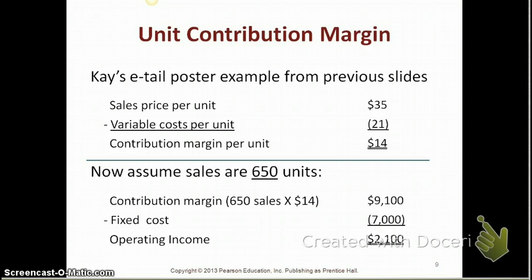Instead of going through our entire contribution margin income statement, you can just take your contribution margin per unit, which is 14, multiply that by 650 to come up with the contribution margin for 650 units, which will give you 9,100. Then you subtract your fixed cost of 7,000 because you know fixed cost doesn't change with changes in volume. And then you figure out that your operating income at 650 units would be 2,100. So you can quickly forecast using these three steps what your operating income will be if your sales volume increases to 650 units.